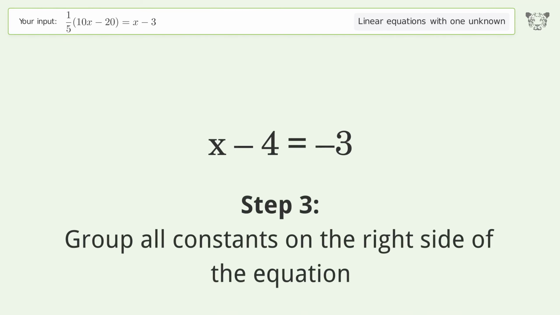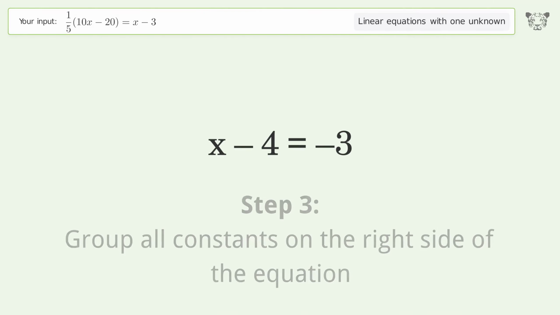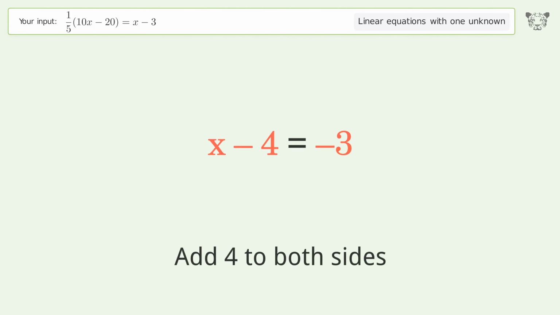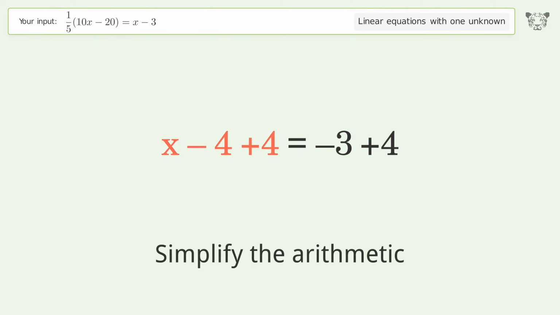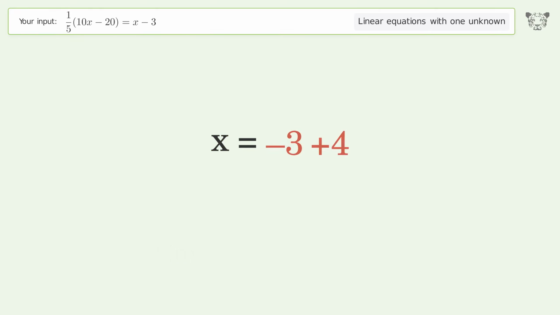Group all constants on the right side of the equation. Add 4 to both sides. Simplify the arithmetic. And so the final result is x equals 1.